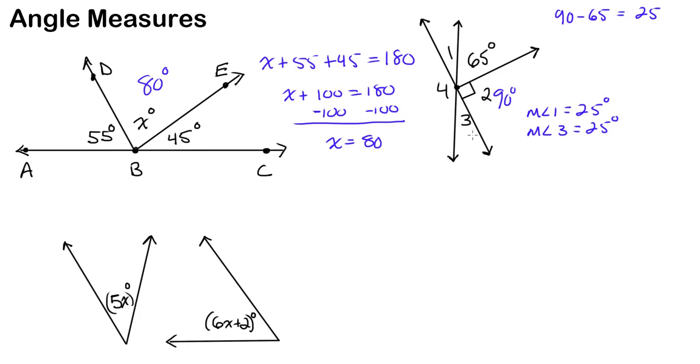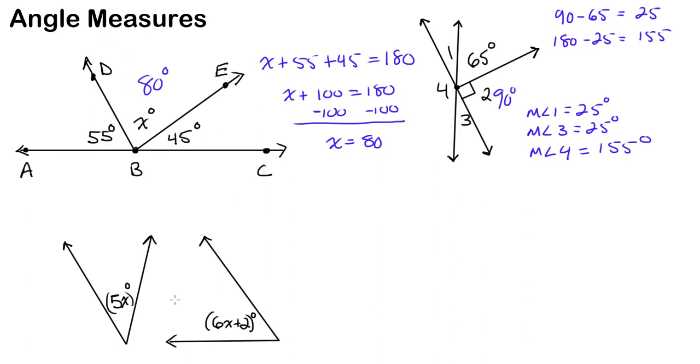And I can use that information to find the measure of angle 4, because if angle 3 is 25 degrees, well, angle 4 and angle 3 are a linear pair. That means they are supplementary. So I can subtract 180 minus 25, and I find that the measure of angle 4 is 155 degrees.